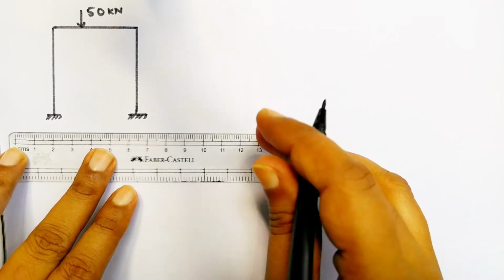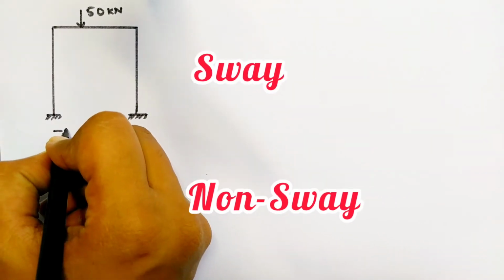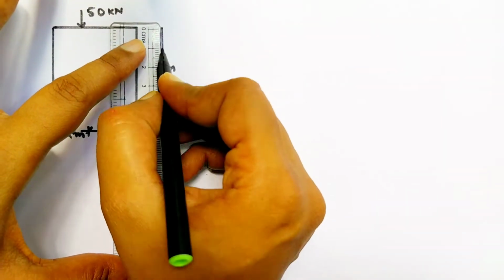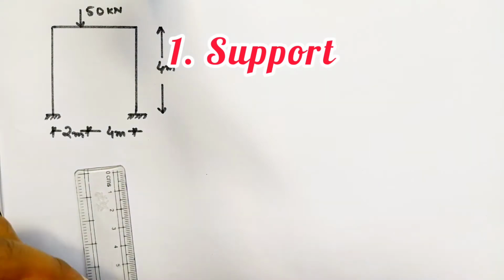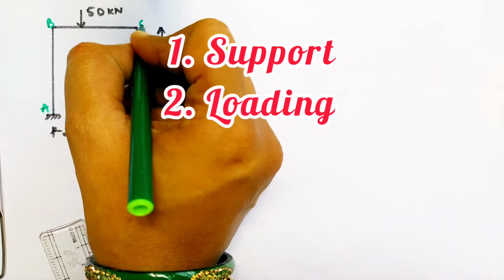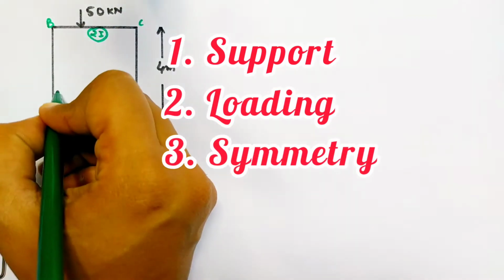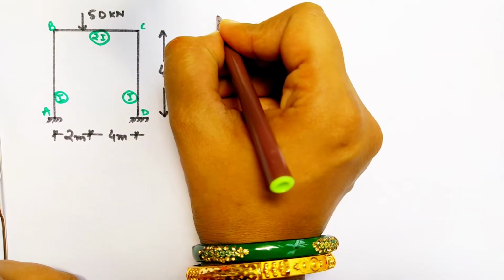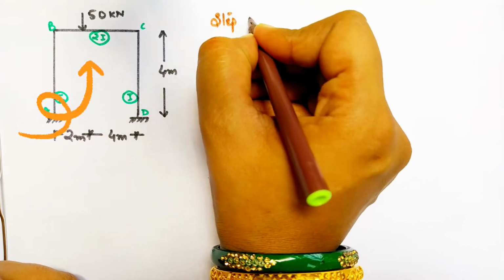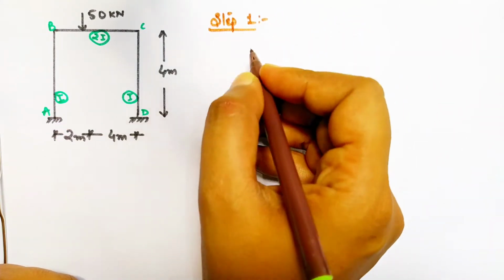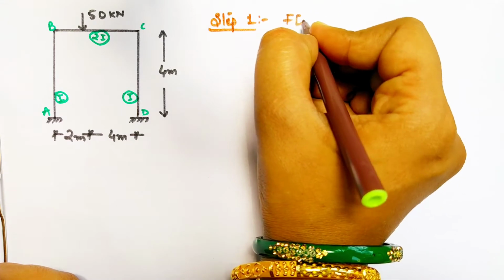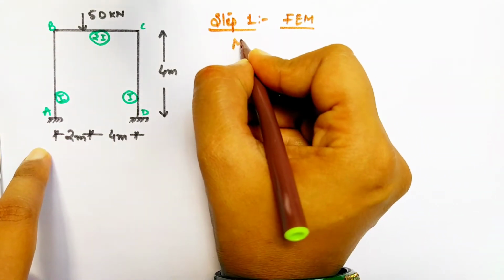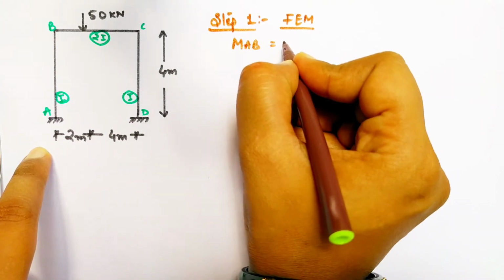So first of all, my first question is how we understand that this is a sway or a non-sway frame. For that you have to check number 1 the supports, number 2 the loading condition, number 3 the geometrical condition, number 4 the rigidity and the placement of the load. So in this question our loading is not symmetrical. So we have a left side sway condition because our loading is mostly on the left part.